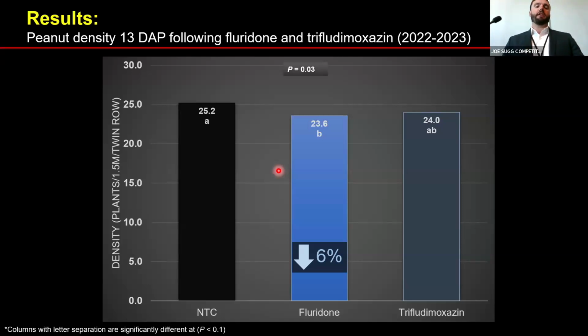And so as you can see here, I will set up this graph, and all following graphs will be pretty similar to this. We'll have a response variable on the y-axis and then our herbicide treatment on the x-axis. And so this is density in plants per 1.5 meter per twin row. As you can see, combined across those timings, fluridone did decrease plant density by 6% from the non-treated, but was no different than trifludimoxazin. And keep in mind here that the threshold that would be of concern is 19. So you can see that we're still above that threshold.